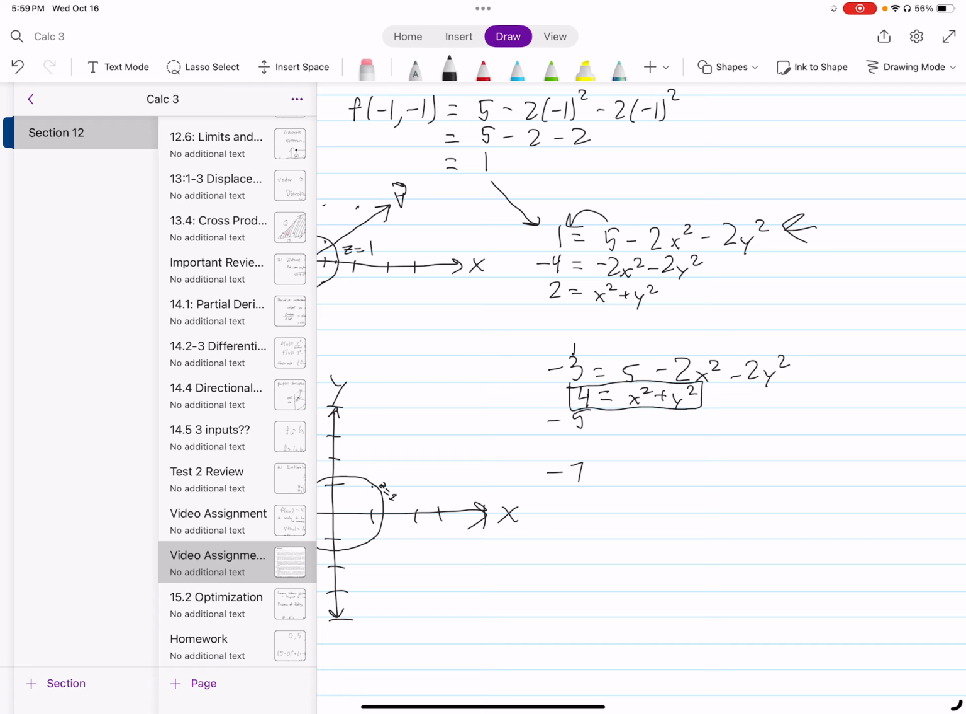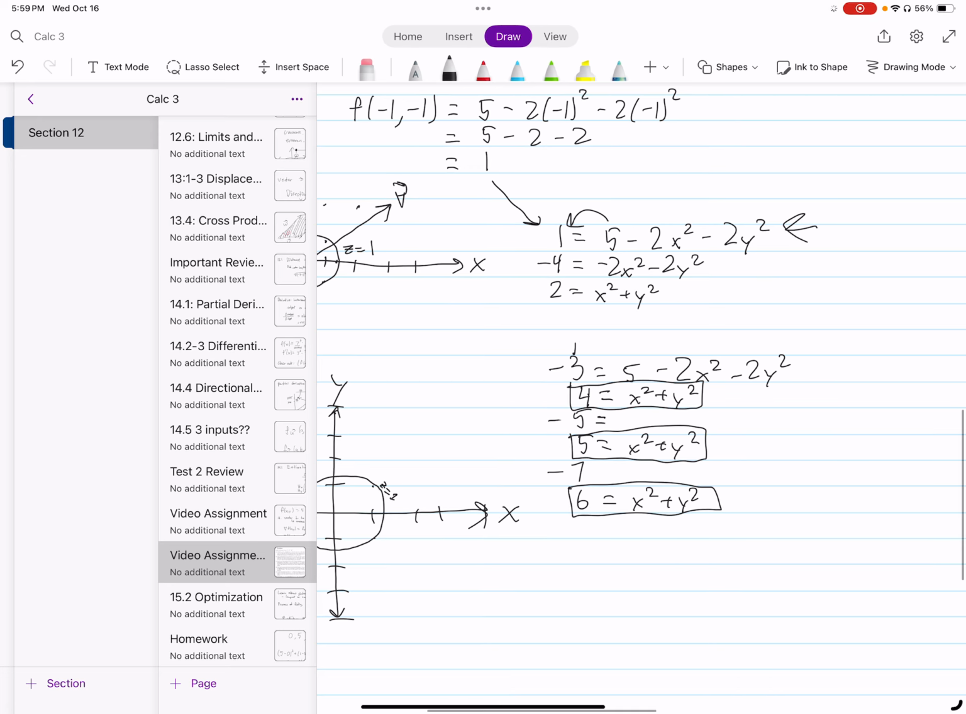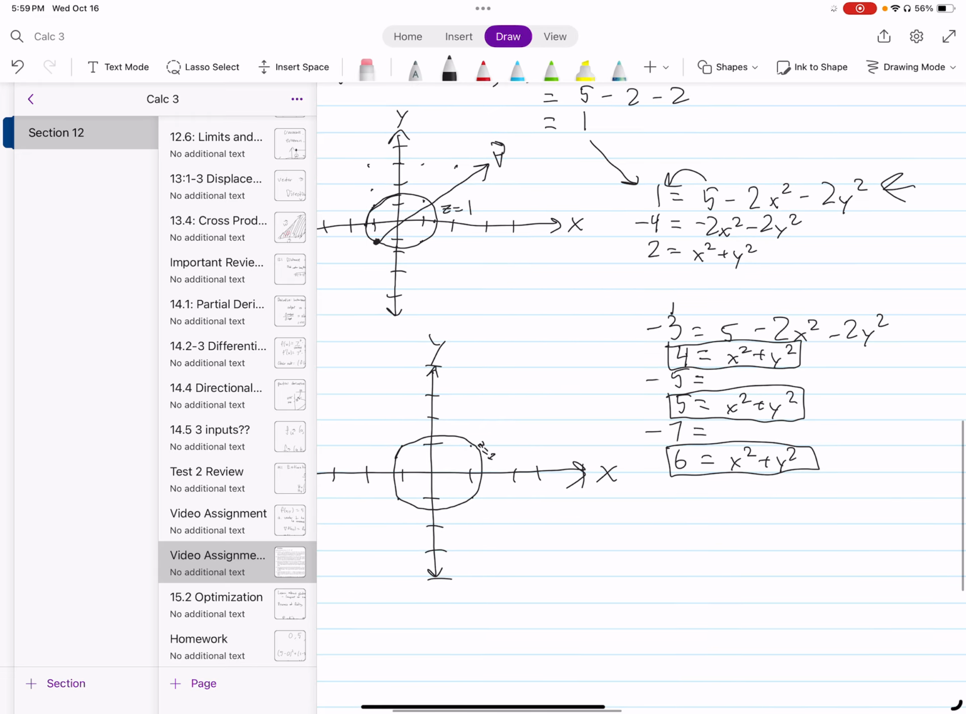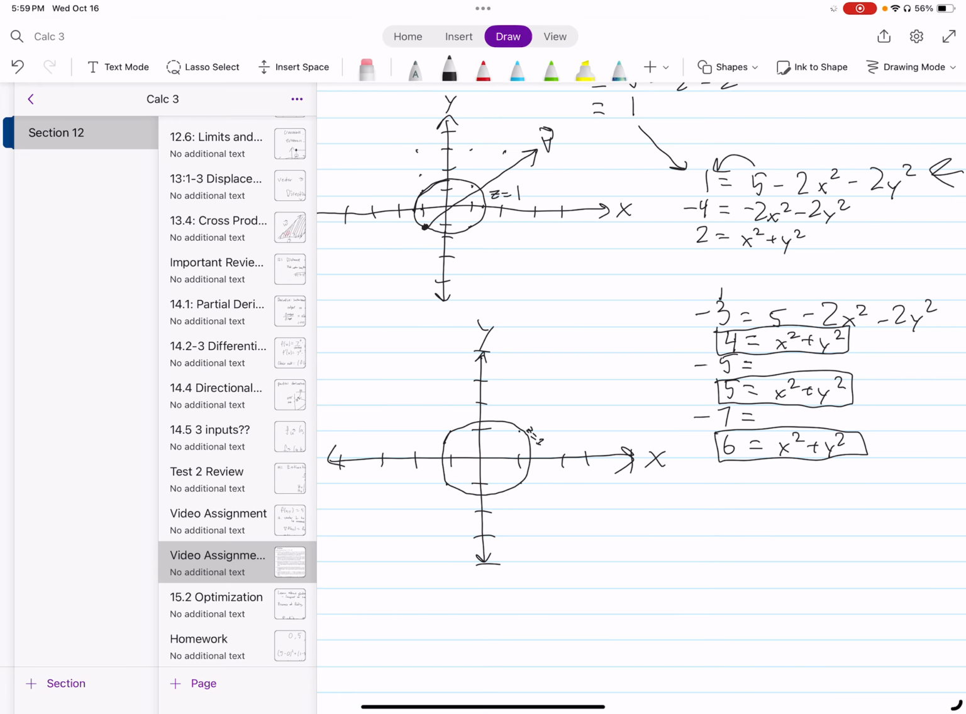In the second function, we will get 10, so that's 5, equals x squared plus y squared. And if you see the pattern, x squared plus y squared, it's just going to be an increasing radius if you solve for z equals this value. So we will go ahead and plot those. You get a radius of the square root of 4, so that's going to be 2. I'm going to draw a circle with the 2 values.